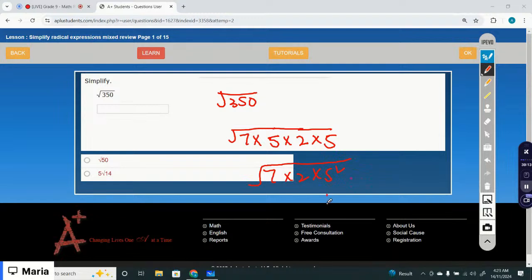So then you can write square root of 5 square and 7 times 2. The square and square root cancel out, you are left with 5. 7 times 2 is 14. That is 5 square root 14. Option number 2 is the correct option. Got it? Option number 2 is the correct option.